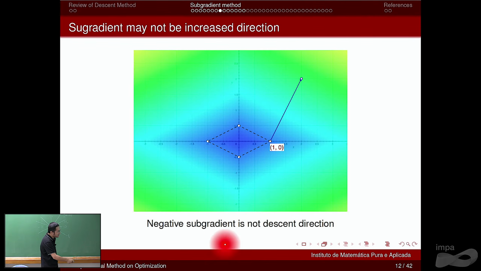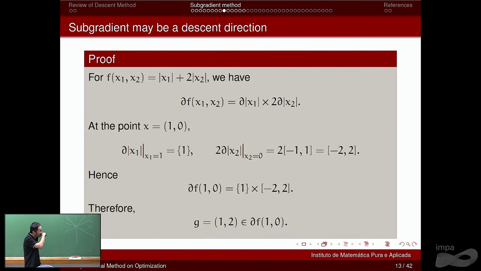And this direction, (minus 1, minus 2), is the negative subgradient. And we can see along this negative subgradient, the function value will increase because it's towards the green region, okay? If you go along this direction, your function value will increase. And next, let's prove it, okay?